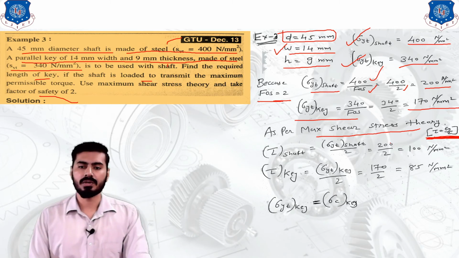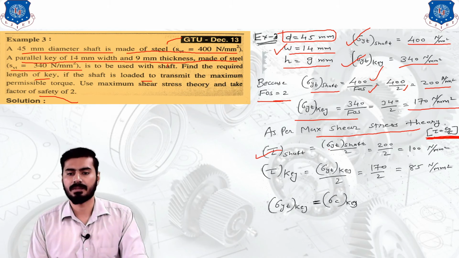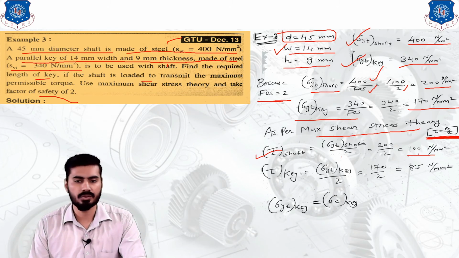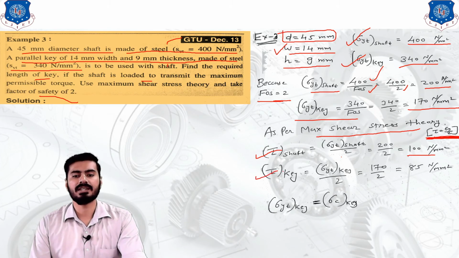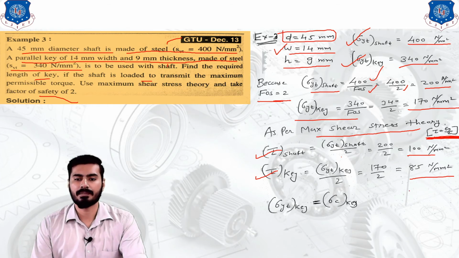Sigma y by 2 equals tau. So tau for the shaft is equal to sigma y by 2, and that comes out to be 100 Newton per mm square, and tau for the key is sigma y by 2, that comes out to be 85 Newton per mm square.